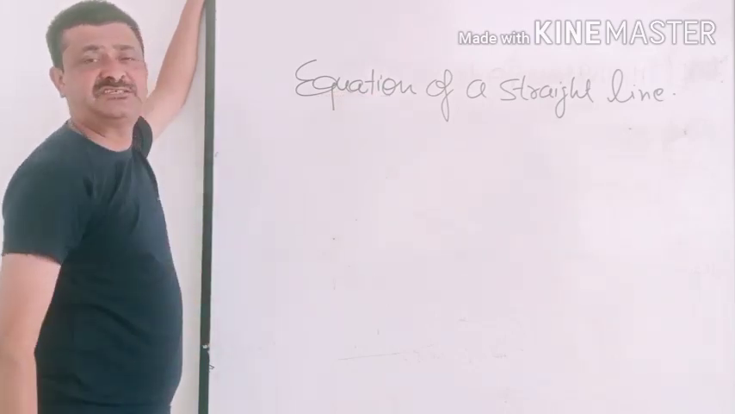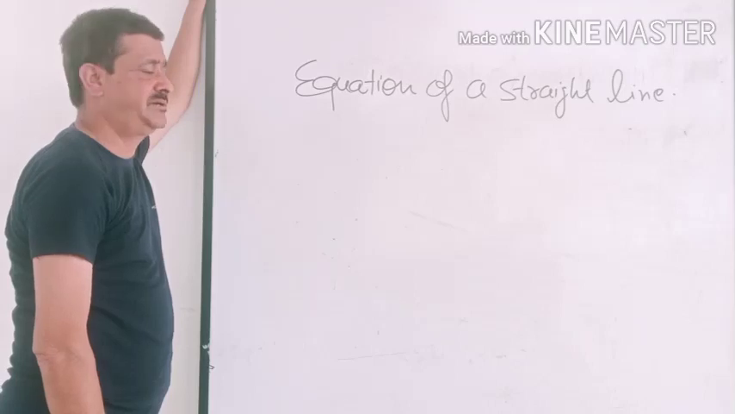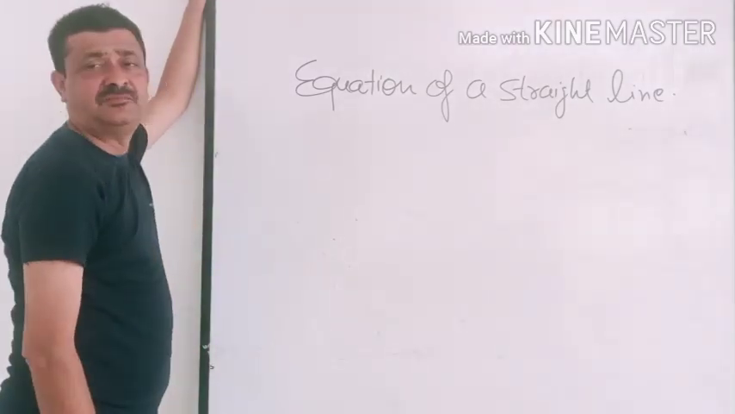About equation of a straight line. This is the last chapter of coordinate geometry. First, understand what is a straight line.